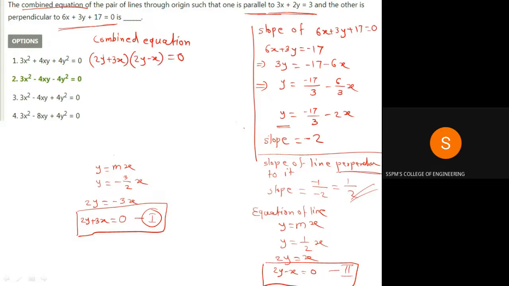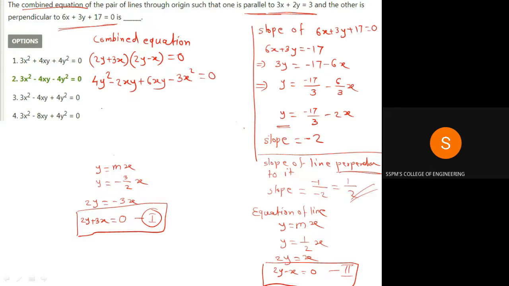So we will multiply this. What is 2y into 2y? It is 4y square. Now 2y into minus x, it is minus 2xy. Now 3x into 2y, it is 6xy. And 3x into minus x is minus 3x square is equal to 0.